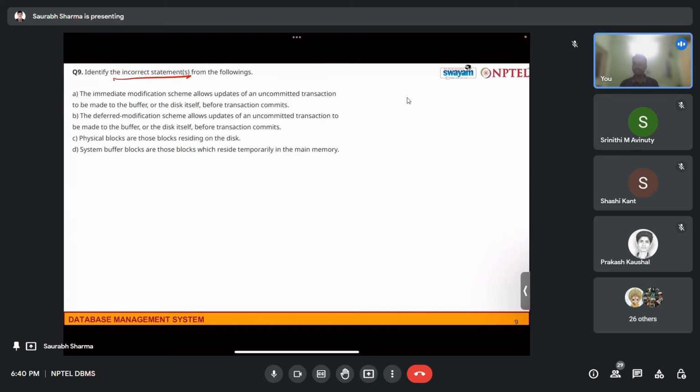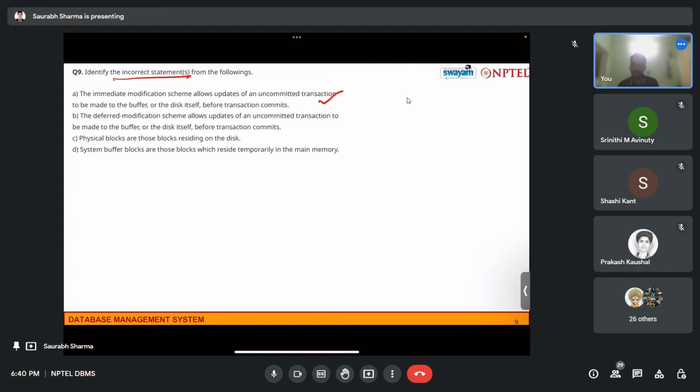So actually these are the definitions. What we say, the immediate modification scheme allows updates of an uncommitted transaction to be made to the buffer or the disk itself before transaction commit. It is actually the correct option.